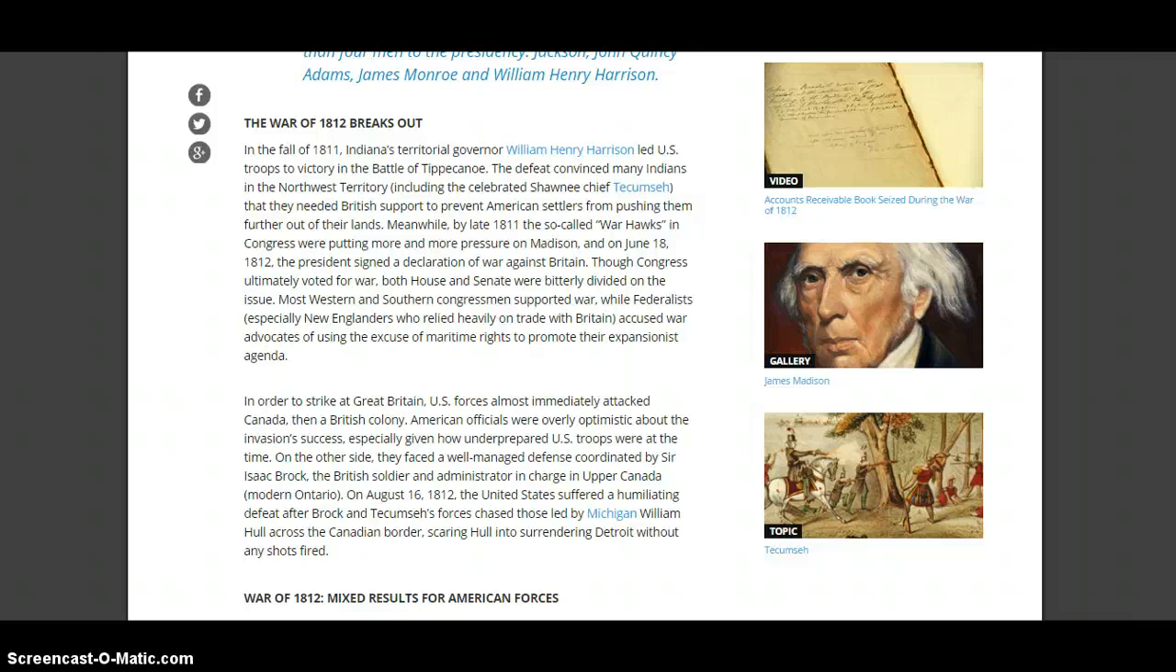Though Congress ultimately voted for war, both House and Senate were bitterly divided on the issue. Most Western and Southern congressmen supported war, while Federalists, especially New Englanders, who relied heavily on trade with Britain, accused war advocates of using the excuse of maritime rights to prevent their expansionist agenda.